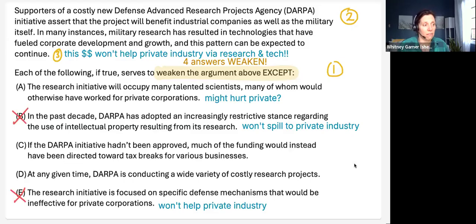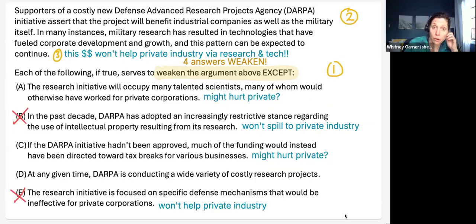If we go to C, if this hadn't been approved, a ton of this funding would instead have been directed towards tax breaks to businesses, meaning that all these businesses would have gotten tax breaks if this weren't approved. They would have maybe been better off had it not been approved, which means C might also hurt private industry and these industrial companies, private corporate development and growth.